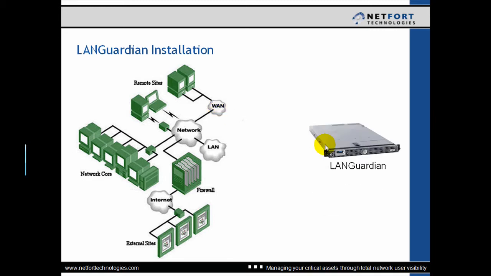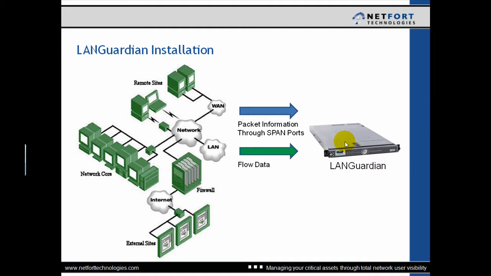So the LANGuardian itself can be purchased as an appliance or also as software which can be installed onto the customer's own hardware. Information is taken from the network either through span ports, port mirroring. We can also accept flow data, and we can accept Active Directory and eDirectory logon data.